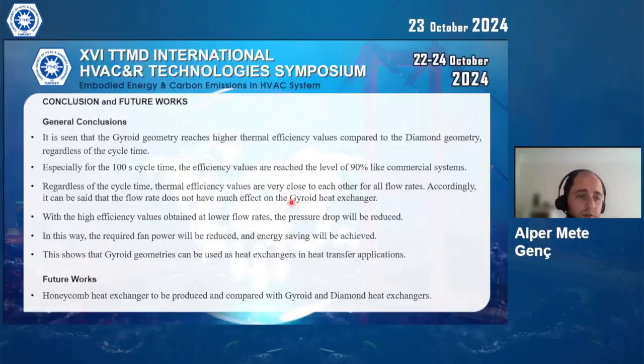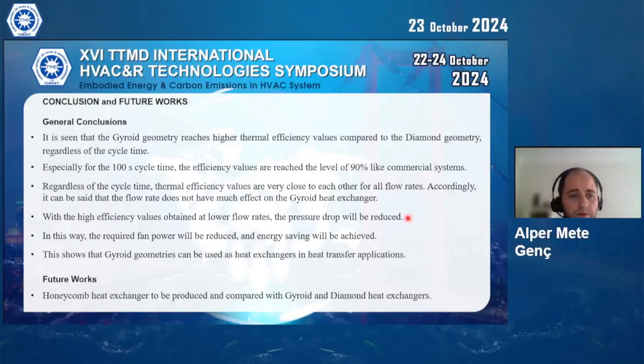In the general conclusions and future works, it's seen that the gyroid geometry reaches higher thermal efficiency values compared to diamond geometry, regardless of the cycle time. Especially for the 100 second cycle time, the efficiency values reach the level of 90% like commercial systems.